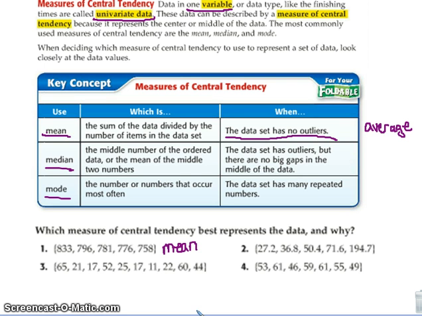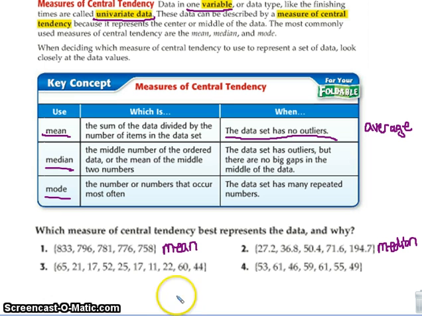If we look at number 2, 27.2, 36.8, 50.4, 71.6, 194.7, what do you think our best measure of central tendency is for number 2? It's going to be median.